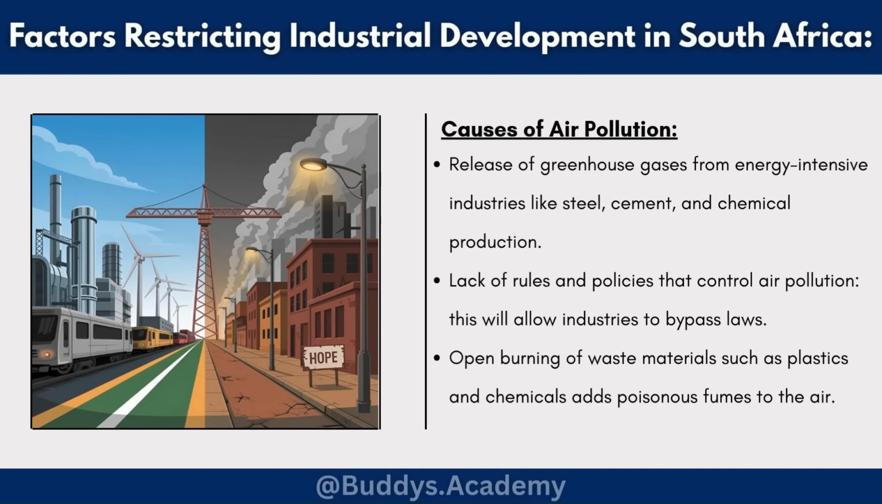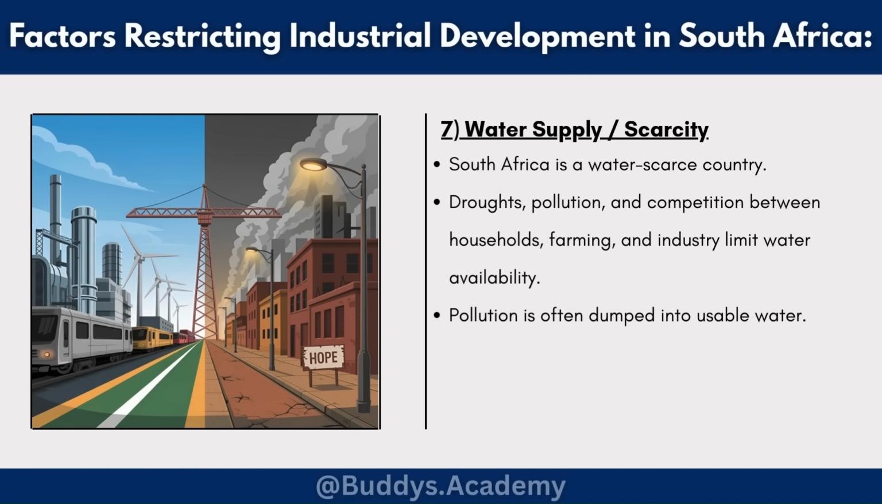The lack of rules and policies that control air pollution. This is going to allow industries to bypass laws. Remember, if we put in place rules and regulations that are going to prevent these industries from releasing large amounts of pollution, that's going to be a major step forward in reducing air pollution. And lastly, open burning of waste materials such as plastics and chemicals is going to add poisonous fumes to the air. Your seventh factor is going to be your water supply.